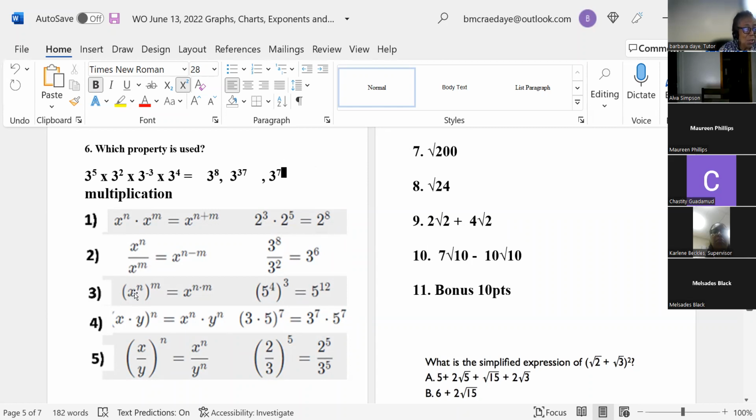You do when you have a power to a power, Chastity. Okay. But this is not a power to a power. Oh, power to a power. I didn't know that. See, number 3, power to a power, you multiply. 4 times 3 is 12. But here, you just have the same base and a power. You add up the powers. So you add 5 plus 2, that's 7, and a minus 3.